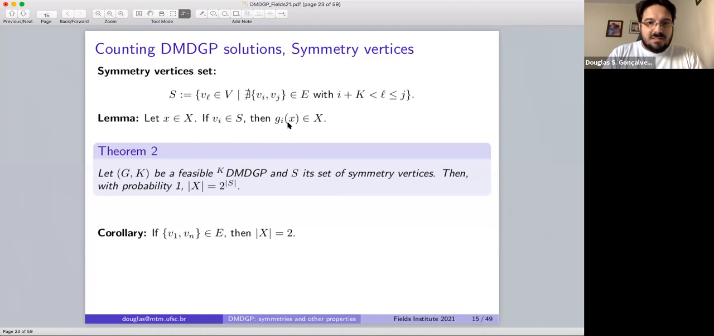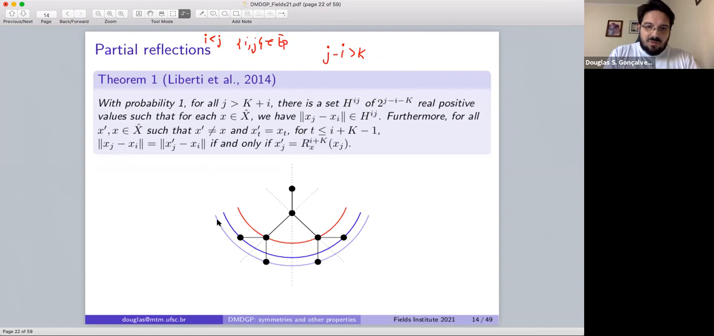And then, thanks to this lemma, it has been proved that with probability one, the number of solutions of a yes DMGP instance is 2 to the power cardinality of S, and S is the solution set. A straightforward corollary is the following. If you have the pruning edge from the first to the last vertex, then this set S is going to be only the vertex k plus one, the cardinality is going to be one, and so you have only 2 solutions. So as I showed before in this example, for instance, if we do have the distance from vertex 1 to vertex 4, it must be one of these 2 because the instance is yes.